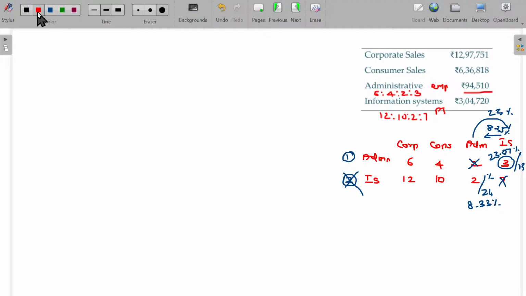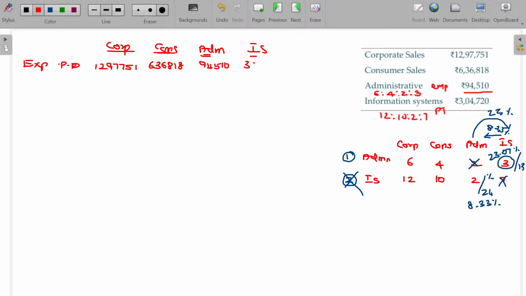Now come on, tell me. Corporate, consumer, admin, IS. Expenses as per the primary distribution: 12 lakhs 97,751, 6 lakhs 36,818, 94,510, 3 lakhs 4,720. Expenses as per the primary distribution.